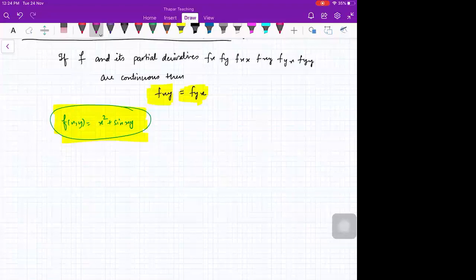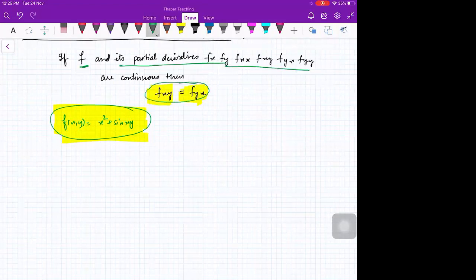Okay, so the derivatives need to be continuous, not only the function? Yes, the function and its derivatives, if they are continuous, then you will always have fxy equal to fyx. This is called Euler's condition. But you don't have to worry because we are not proving these things. Just a statement I'm making.